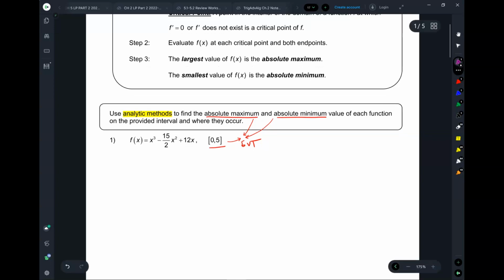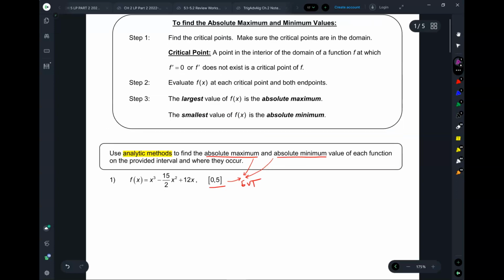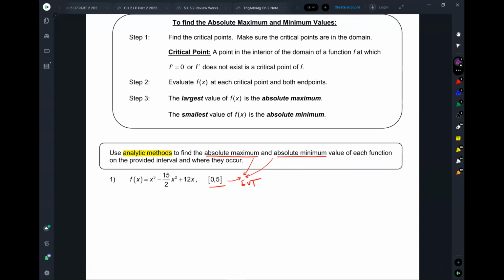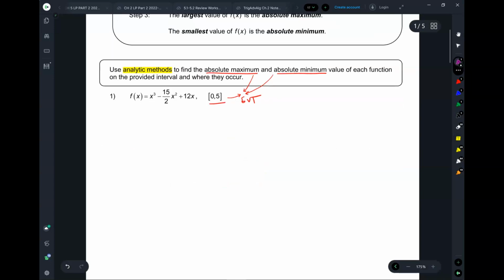For EVT, we have to find the critical point. To find the critical point, you have to see exactly where f prime is 0 or f prime does not exist. That's the critical point. So we first have to find f prime of x, 3x squared minus 15x plus 12. Now I need to set this equal to 0.